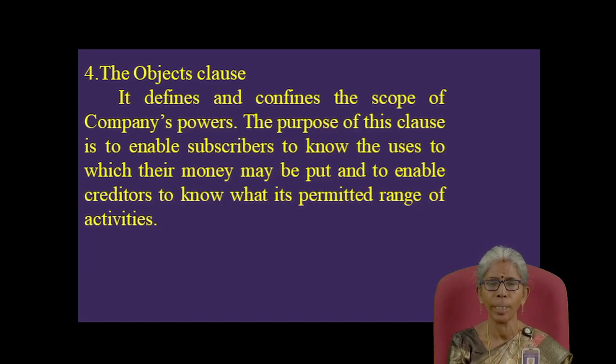Fourth one, the objects clause. It defines and confines the scope of company's powers. The purpose of this clause is to enable subscribers to know the uses to which their money may be put and to enable creditors to know its permitted range of activities. Subscribers means the persons who have subscribed to the capital of the company. Creditors means the persons who have lent their money to the company.